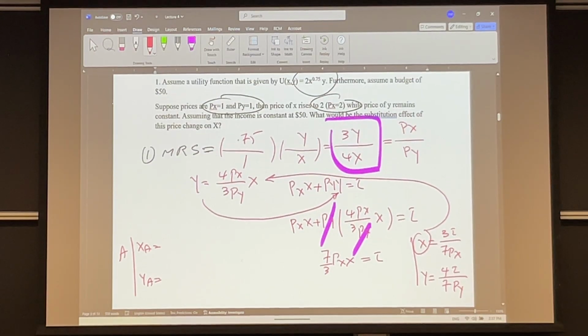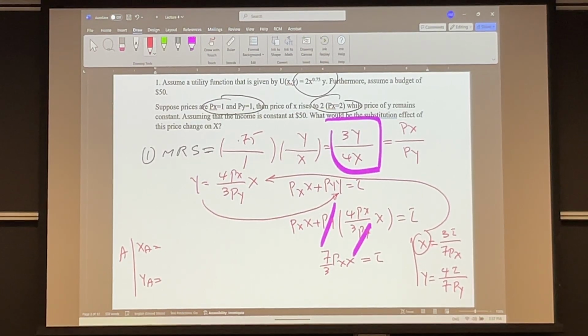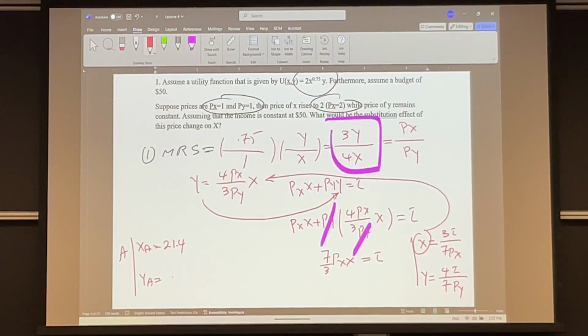That is when the income is 50, the price is 1 month. 150 divided by 7 gives 21.4, I just rounded. What's the demand for Y? 200 divided by 7, that's 28.6.